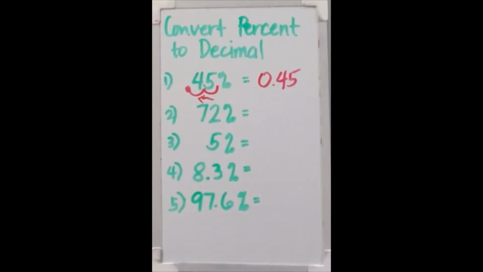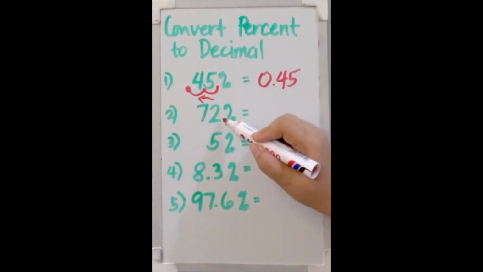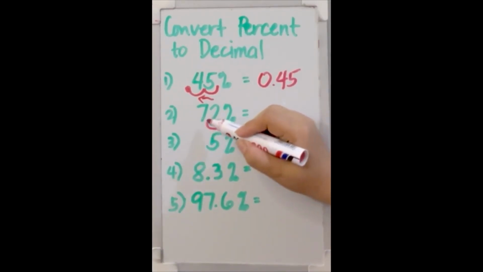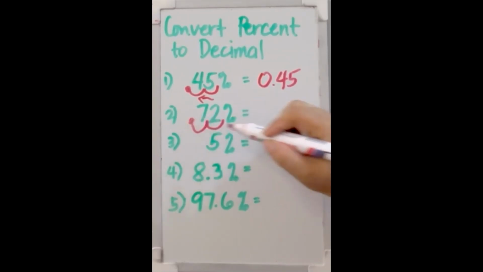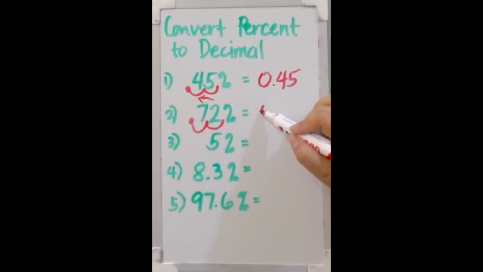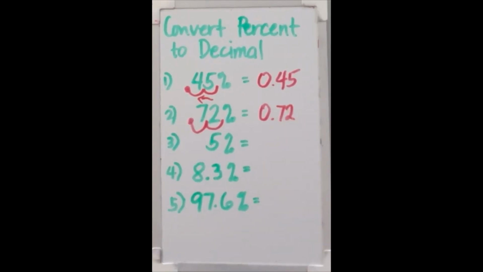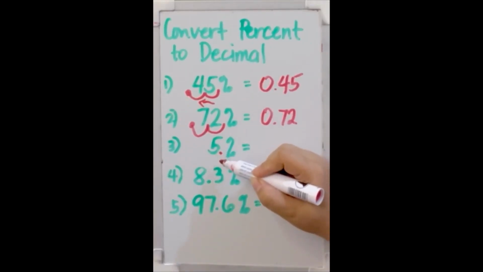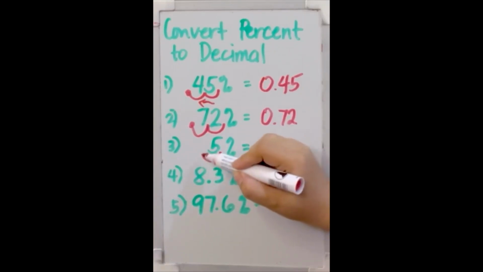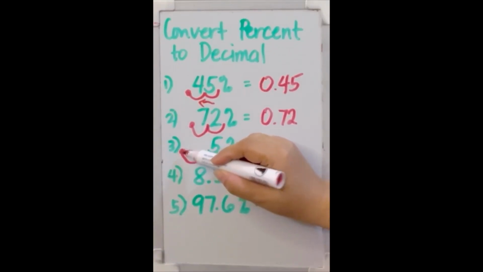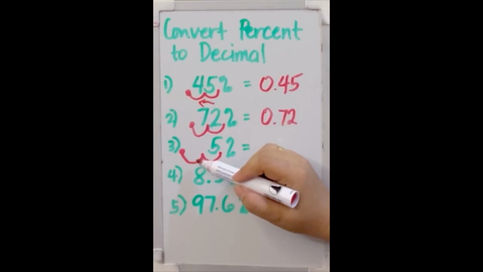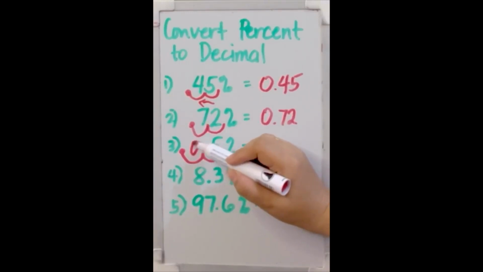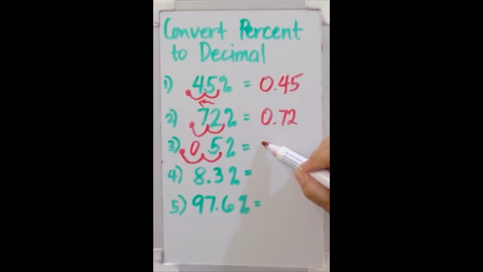Now next, 72%. Similarly, from this point here, we will move 2 places to the left, 1, 2. Now the point is here, and 72% is now equal to 0.72. Proceeding to our next example, 5%. So we will move this point here 2 places to the left. This is 1, then 2. We will stop the point here, and this empty curve indicates that it carries 0. So 5% is equal to 0.05.